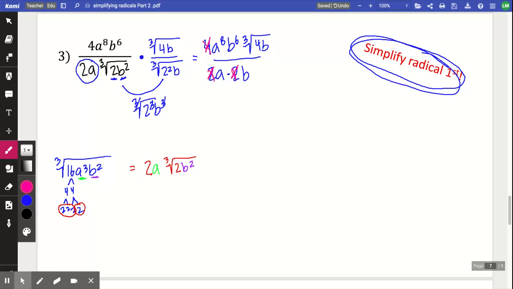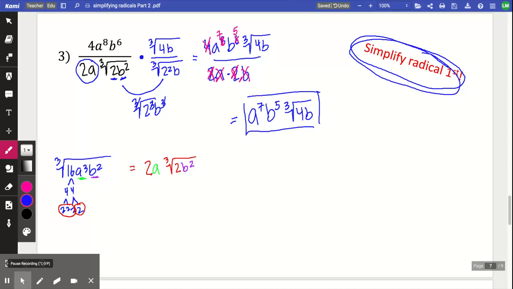I have 8 A's on top, 1 A on the bottom, so I'm really left with 7 more A's on top. 6 B's on top, 1 B on the bottom, so I really have 5 more B's on top. So this one cleans up pretty nice. I'm left with A to the 7th, B to the 5th, times the cube root of 4B. Not bad, right? Let's try one more.